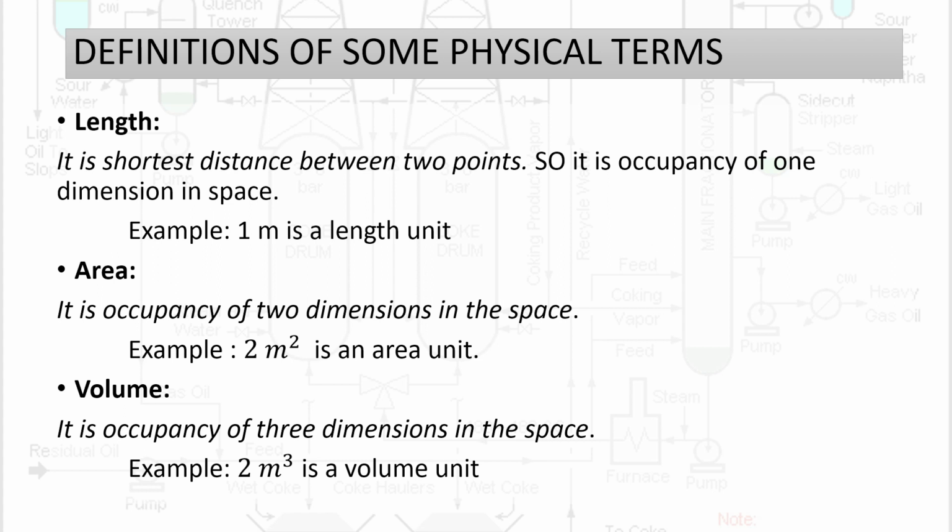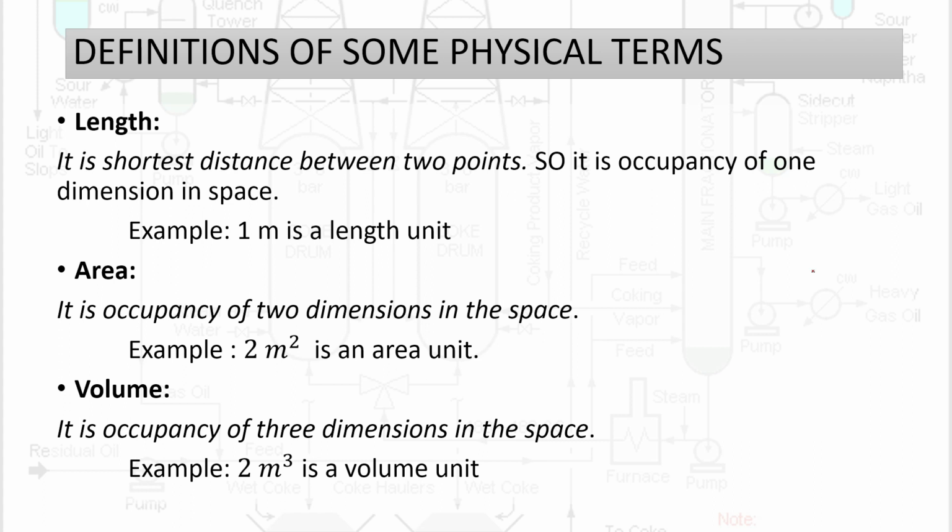Our first terminology: length. We all know the meaning of length; we can describe it as the shortest distance between 2 points. It is occupancy of one-dimensional space, for example 1 meter. If we say 1 meter, it means a unit of length. Area is occupancy of 2 dimensions in space. The first one, length, is 1 dimension. The other, area, is 2-dimension occupancy in space.